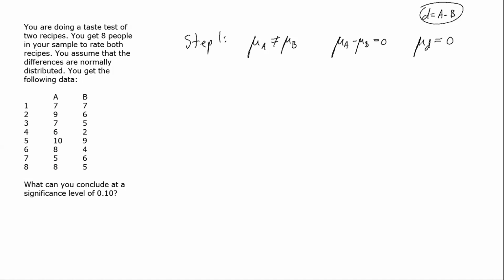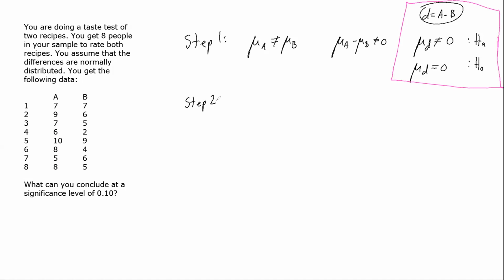So this is how we're writing the claim. The mean difference is not equal to 0. In other words, there is a difference. And then the opposite is the mean difference is equal to 0. So this is the alternative, and this is the null. So this is what our step 1 might actually look like. These are our hypotheses.